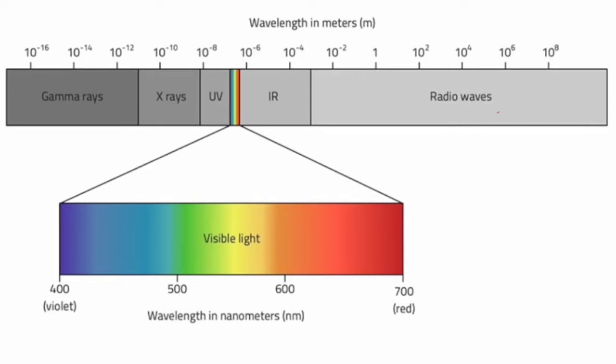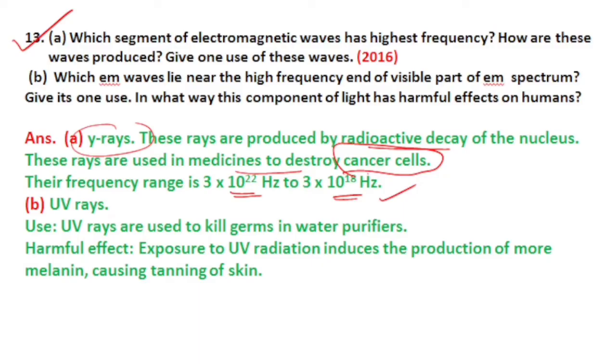Here question is, which electromagnetic waves lie near the high frequency end? So high frequency range, what is the answer? Ultraviolet rays. And low frequency range? Yes, infrared rays. So ultraviolet ray is the correct answer for this question. Now give its one use. What is the use of ultraviolet ray? Yes, these are used to kill germs in water purifiers.